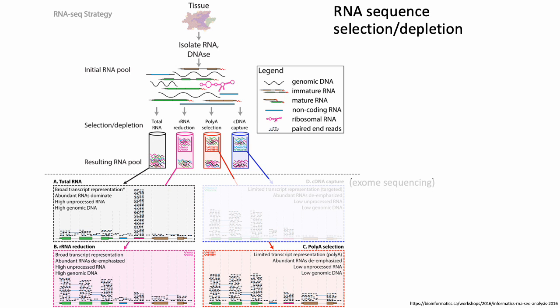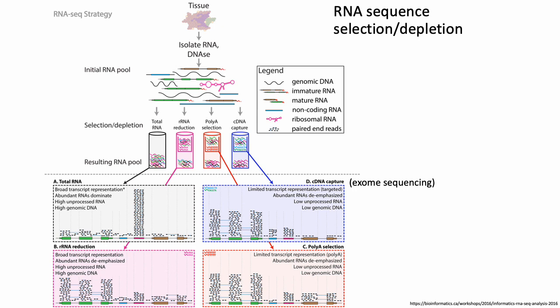And in doing so, you're essentially selecting just for that one species of RNA, and getting rid of both your ribosomal RNA as well as your non-coding RNA that are not poly A tailed, as well as most of the other non-coding RNA.